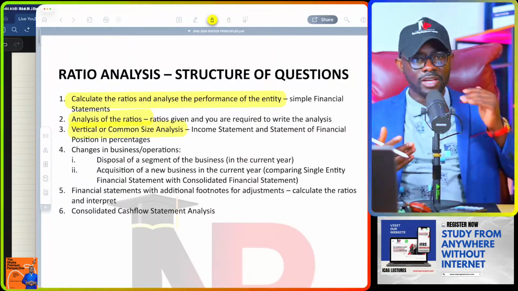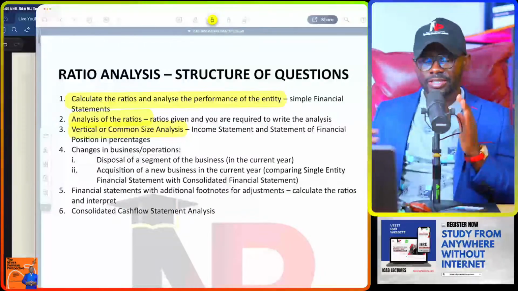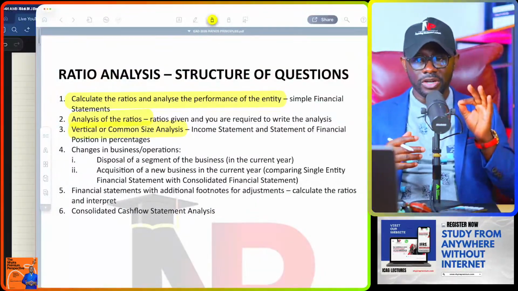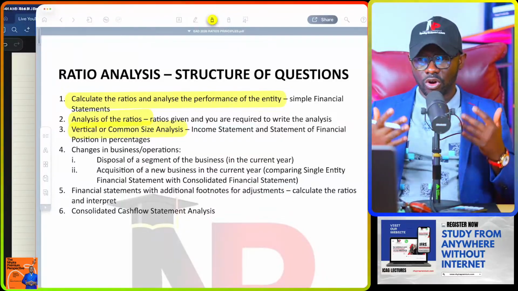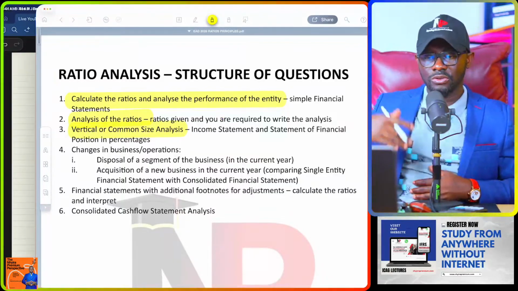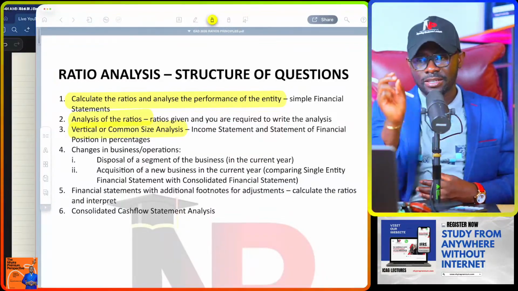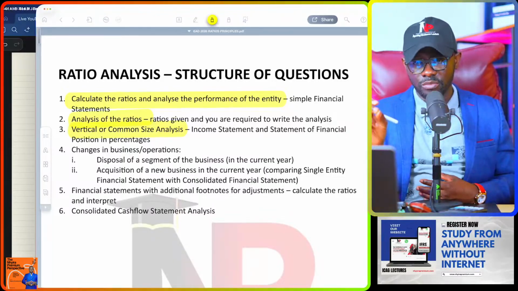And we may be asked to either prepare and analyze, or the examiner will prepare it for us. Then all we will be required to do is to analyze it. So that is the third styling of question that we need to be mindful of.